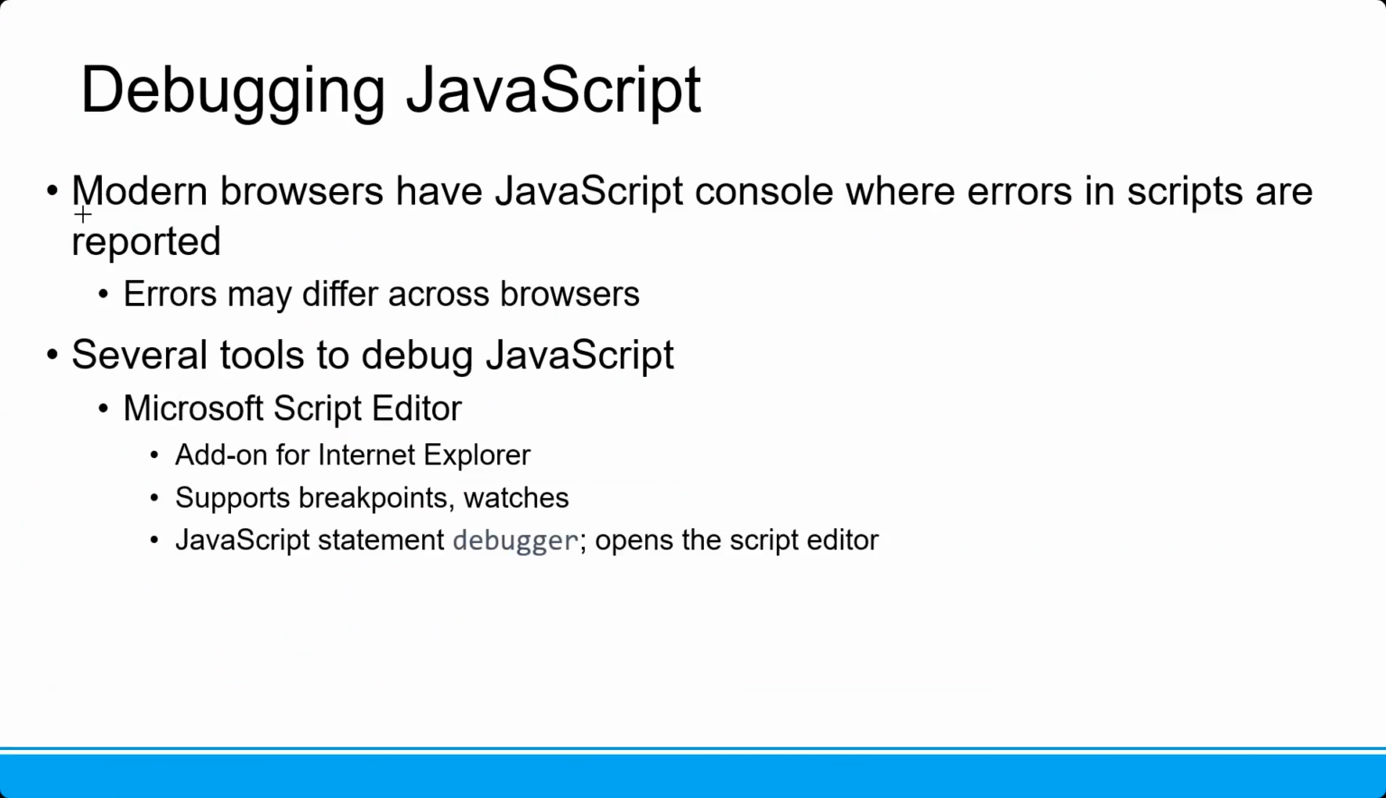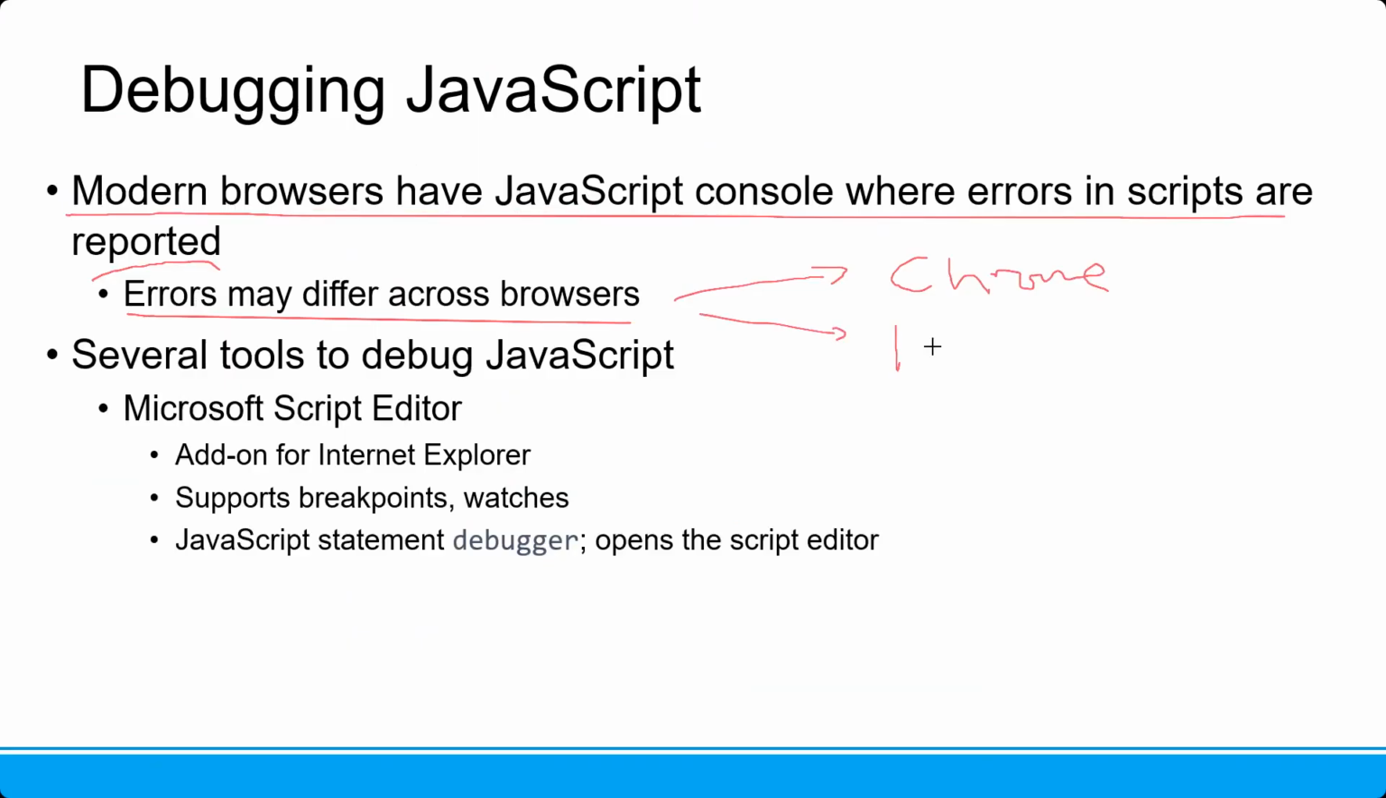to check the errors. Modern browsers have a JavaScript console where errors in scripts are reported. Errors may differ across browsers. So if you do it with Chrome, maybe the errors will be different from Microsoft Edge. Maybe it will be different with Opera.